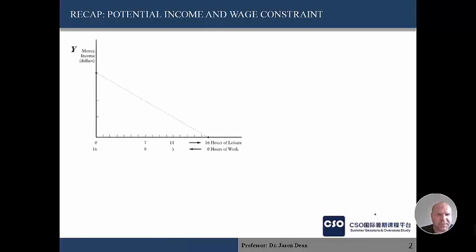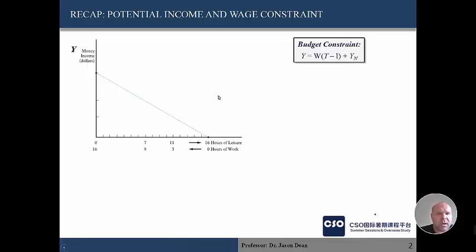So let's recap. Let's look again at our potential income and wage constraint, otherwise known as the budget constraint. Here we have our budget constraint formula. Total income is equal to the wage times total discretionary hours minus hours of leisure, and that equals hours worked. We're multiplying that by the wage, so that'll be total market income, and then we're going to add on non-labor income.